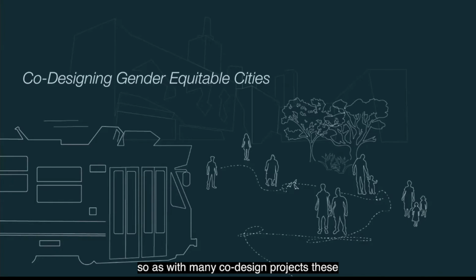So as with many co-design projects, these stakeholders will hold contrasting ideas about how to frame the problem, or they may even have conflicting ideologies about how best to move forward. So stakeholders working in fields outside of design too will have a variety of expectations about what this co-design process can even achieve, what it would be used for.